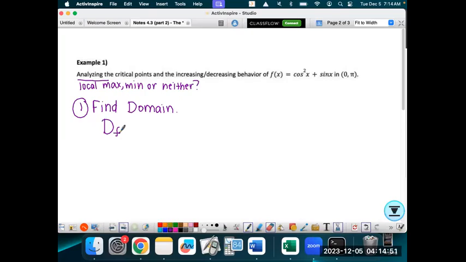The domain of a trig function, if it's just sine and cosine, is always going to be all real numbers. There's no issue with plugging angles into cosine, no issue with plugging angles into sine. There's no division happening here. It's just my basic trig functions. It's all real numbers. So I don't have any issues in my domain.